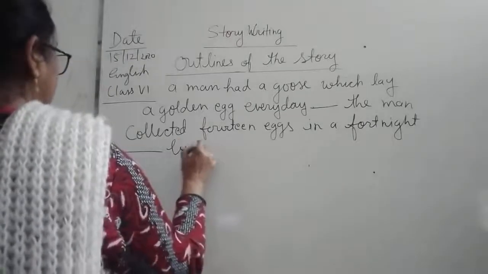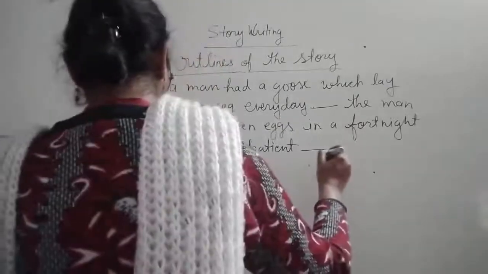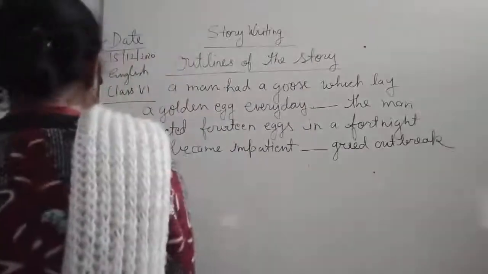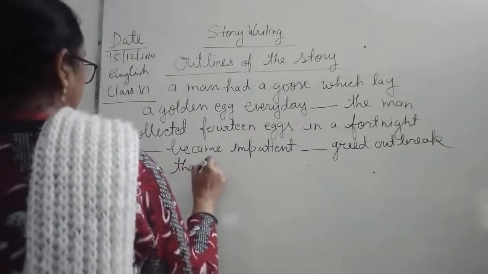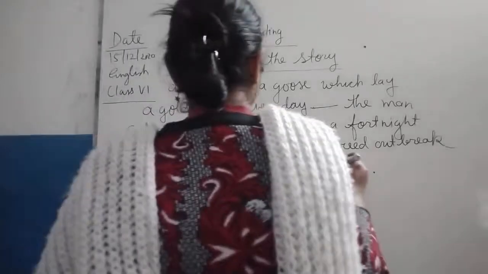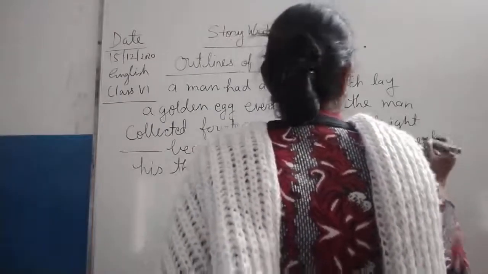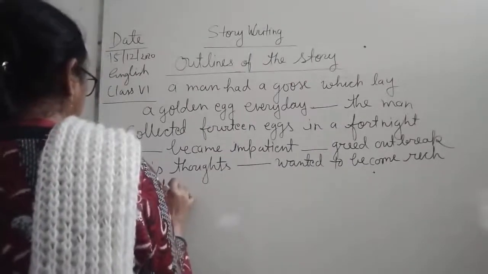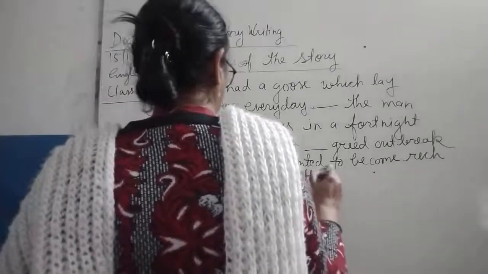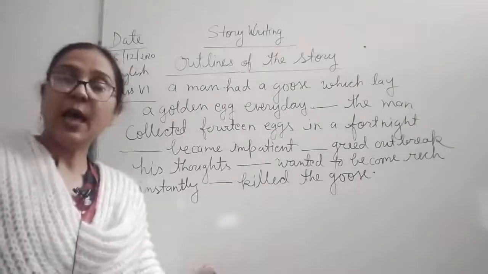Now here again: became impatient, greed, outbreak of his thoughts, wanted to become rich instantly, killed the goose. Now children, from the given outline we have to create a story.